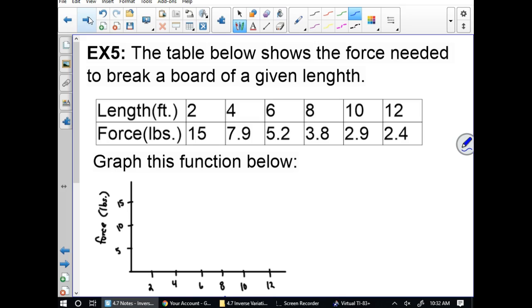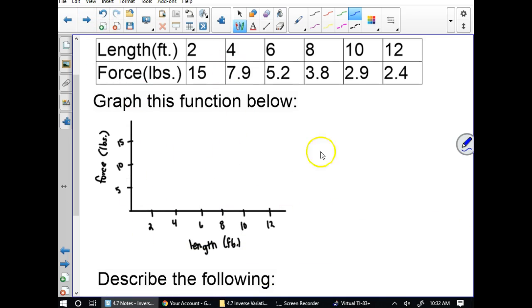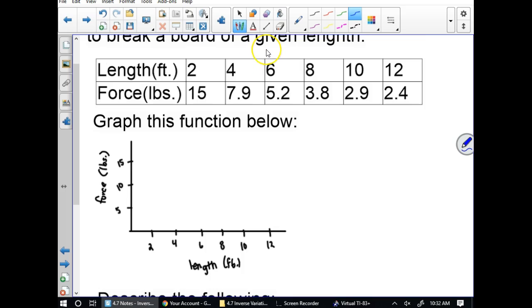Okay, the table below shows the force needed to break a board of a given length. The first thing we want to do is graph the function. So for this, I want you guys to graph that there on your little chart. So graph those points.